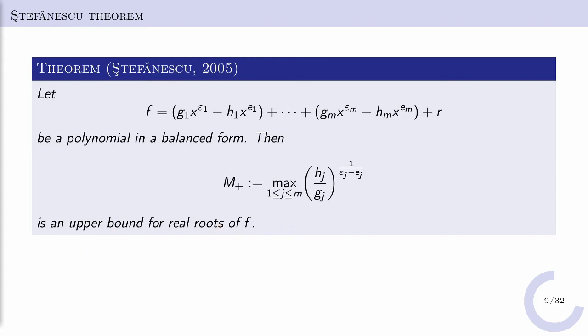So if we can express a polynomial in a balanced form, any method of expressing a polynomial in a balanced form gives rise to some bound for the real roots of this polynomial. And now I will show you a proof of this theorem, which is actually quite simple.